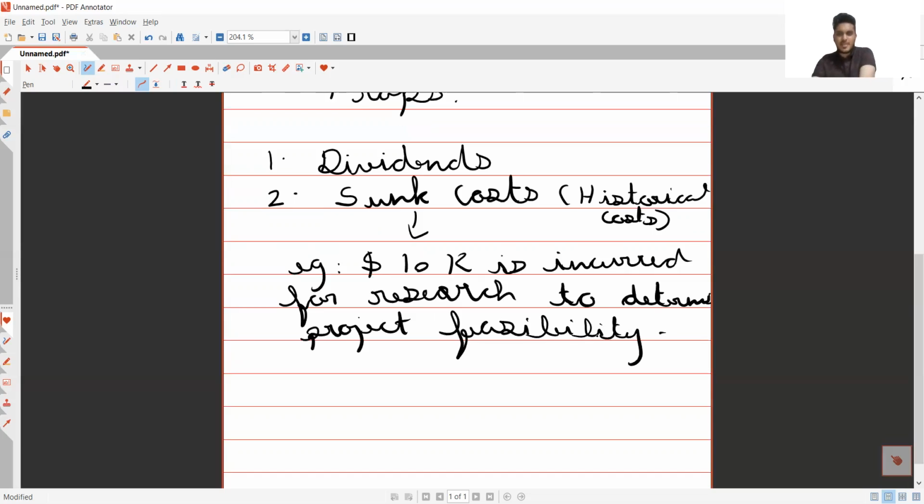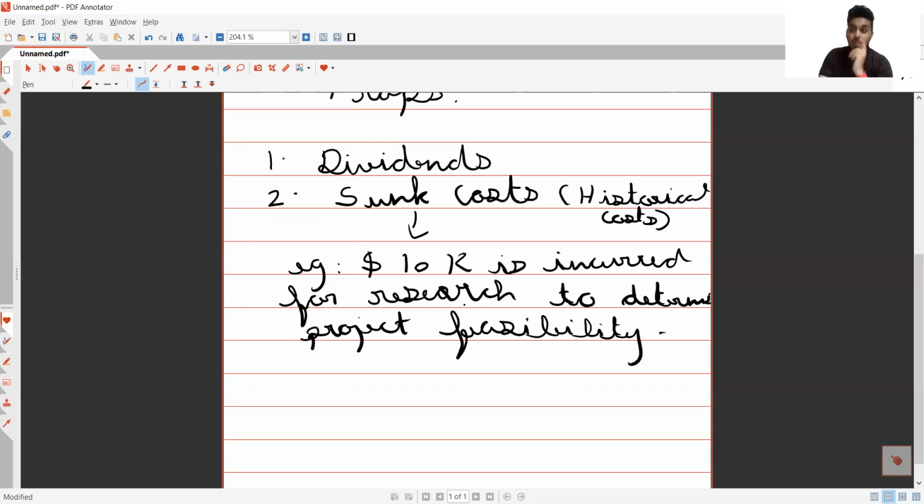Okay, so guys, what is meant by this? $10K is incurred for research. Basically, what they're trying to tell you is you have incurred a sum of $10,000 for research. That is to determine if the project is feasible or not. You're conducting research, which will tell you whether you're supposed to go ahead with the project or not. Now think about it. Is this a relevant cost? What do you think? You can pause this video and take a while. Just think. Anyway, the answer to this is that it's irrelevant.